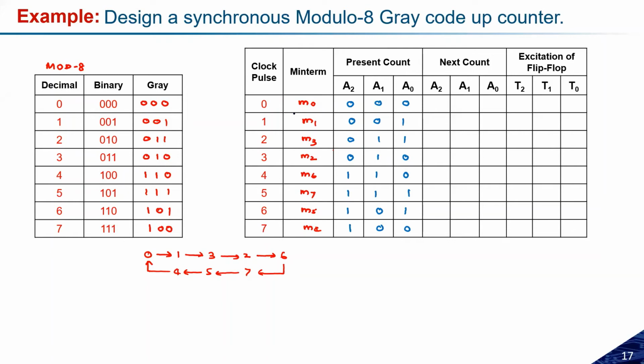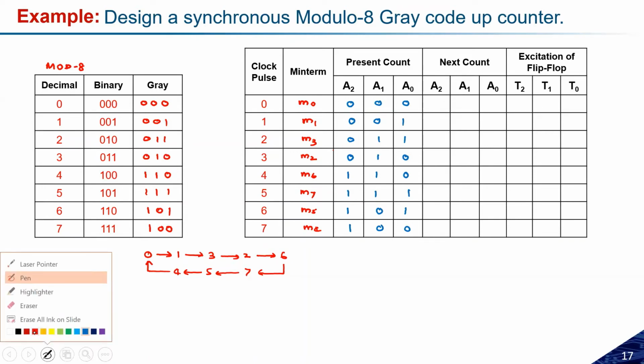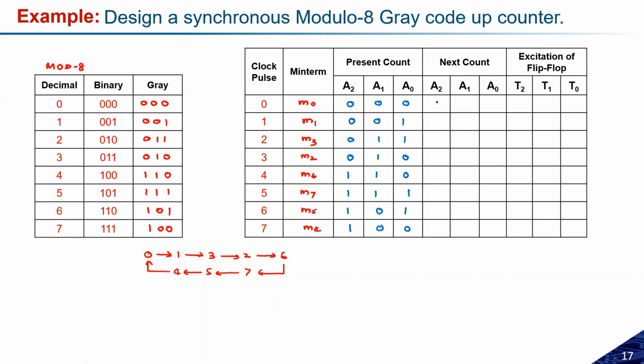Now what will be the next state? If the present state is 0, 0, 0, the next state should be 1, right? So the next state, let me change the color so that it helps, is 0, 0, 1. If the present state is 0, 0, 1, the next state is 0, 1, 1, then 0, 1, 0, then 1, 1, 0, 1, 1, 1, then 1, 0, 1, 1, 0, 0, and once it reaches 1, 0, 0, it should come back to 0, 0, 0. So this is the truth table that is important.